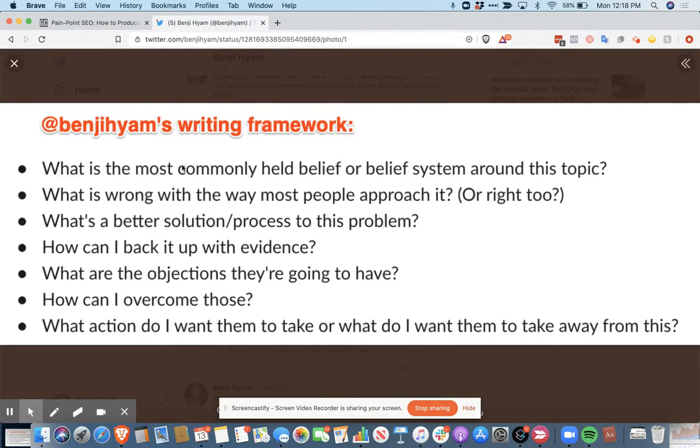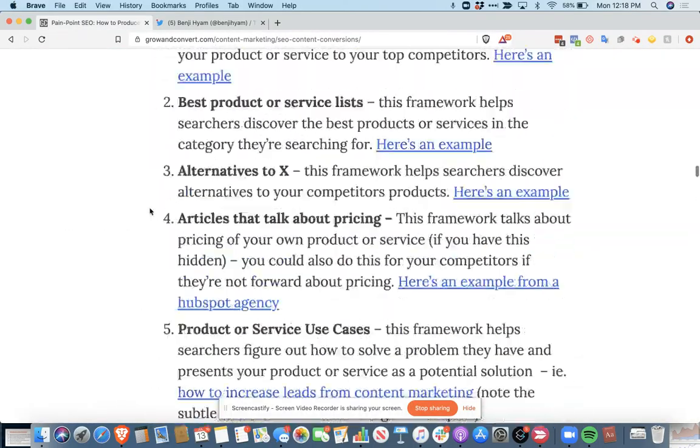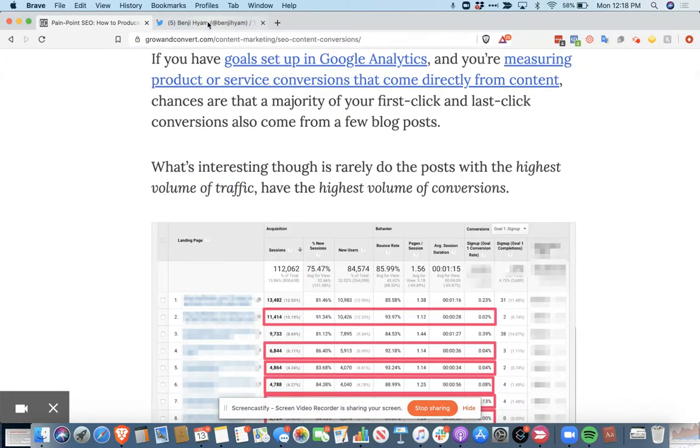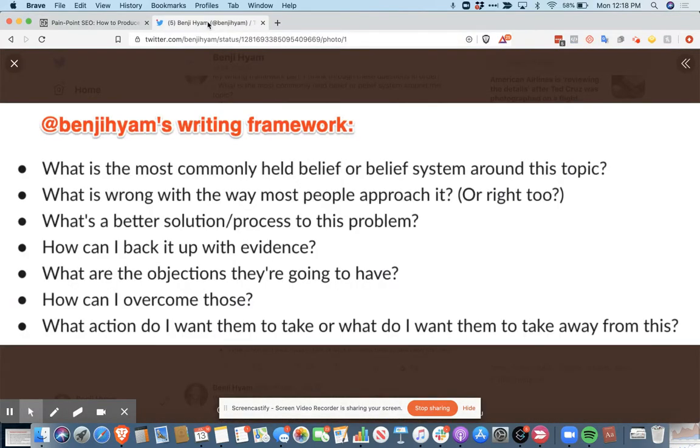So first, I'm just going to walk through these questions, and then I'll walk through how they're actually applied in this blog post that I wrote on Pain Point SEO. Let's dive in. So what is the most commonly held belief or belief system on this topic?